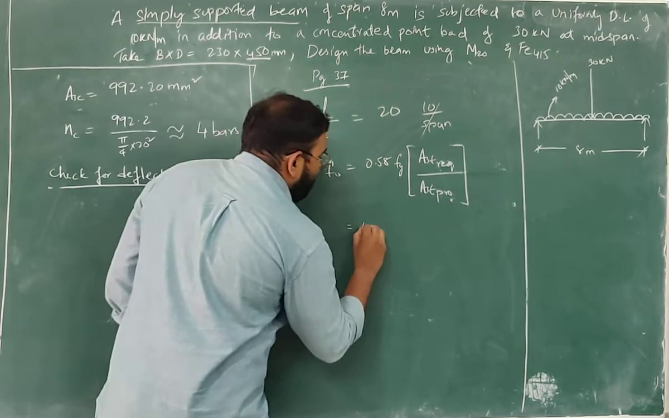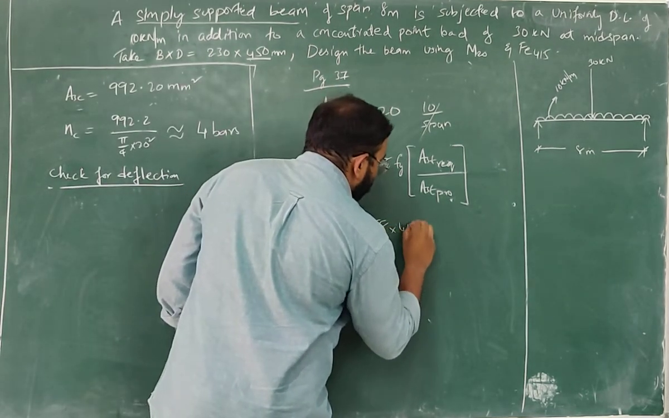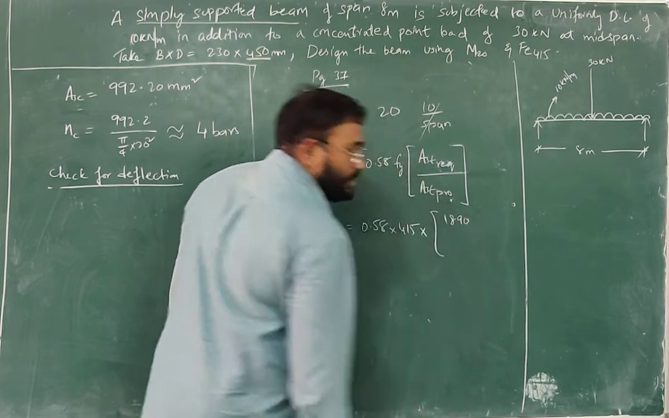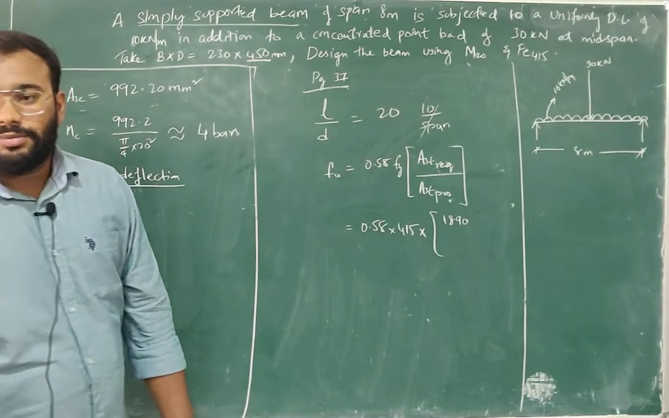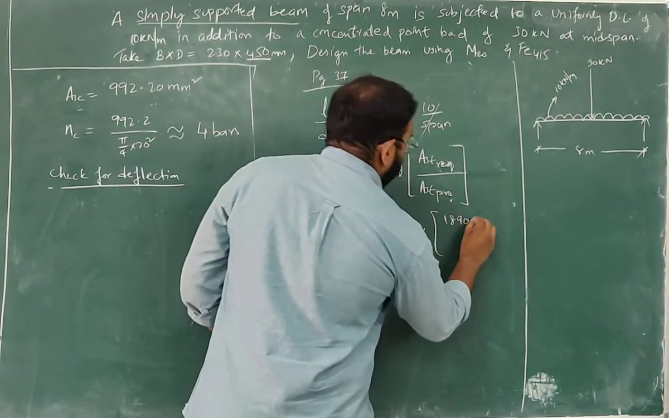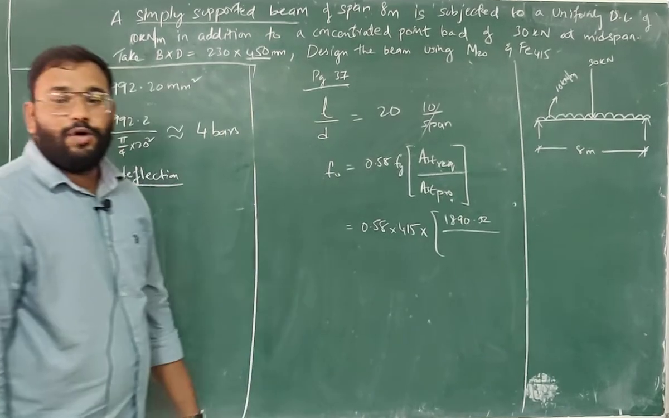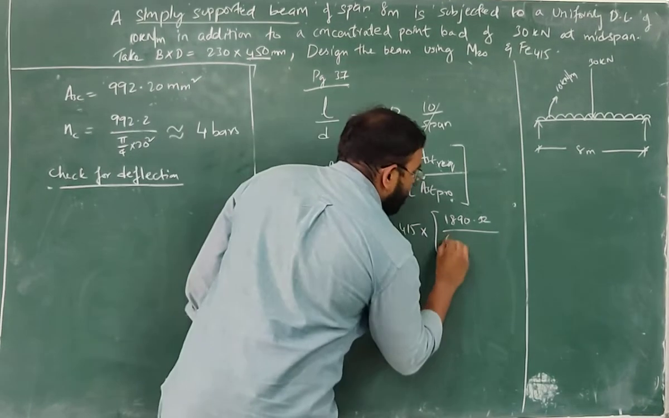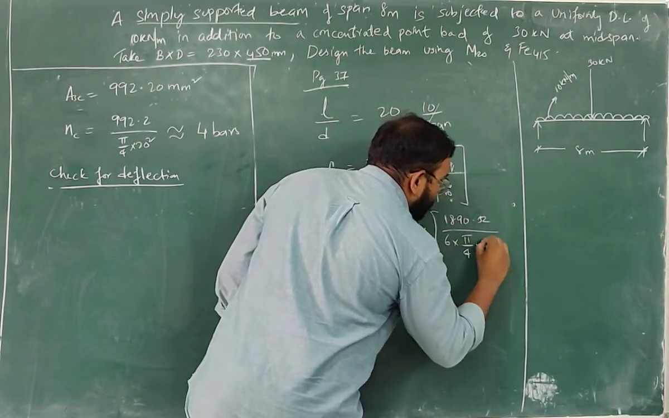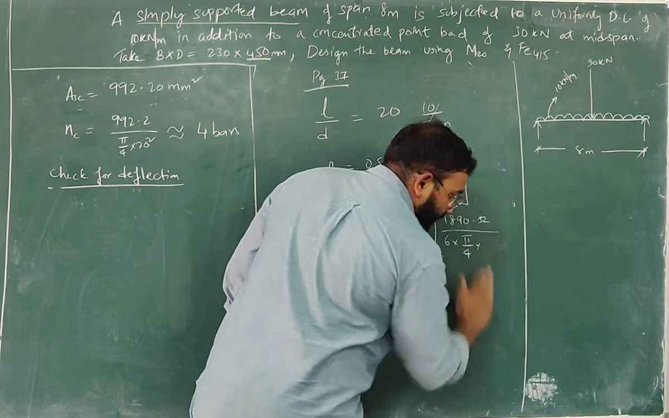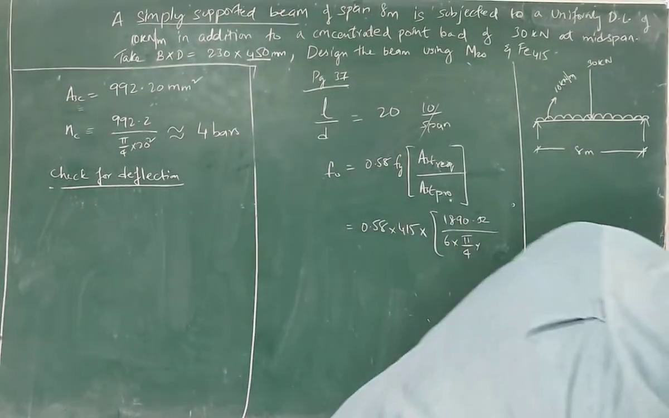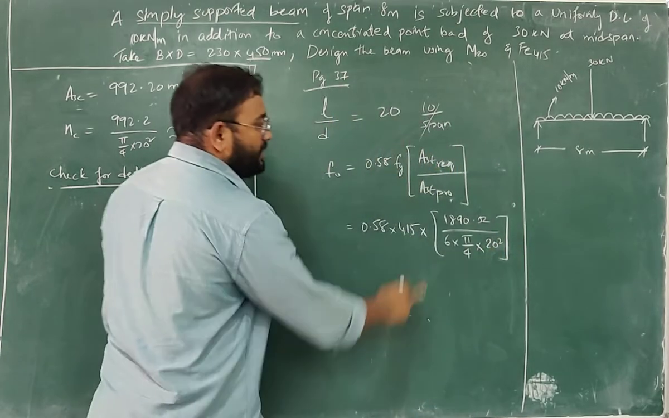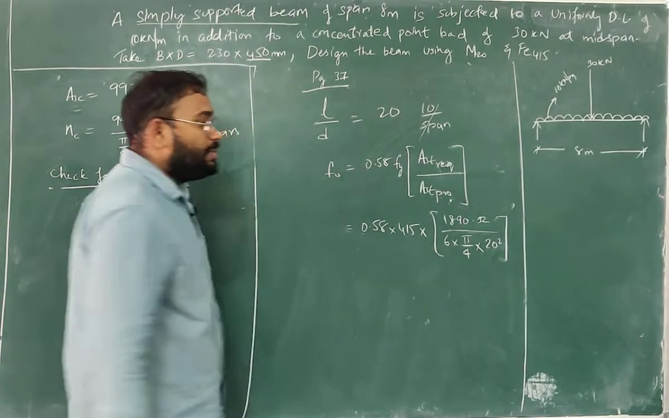So this is 0.58 multiplied by 415 multiplied by 1890.32, after adding, divided by what we are providing. We are providing 6 bars of 20 mm diameter. So 6 multiplied by pi by 4 into 20 square. This is AST required, this is AST provided.